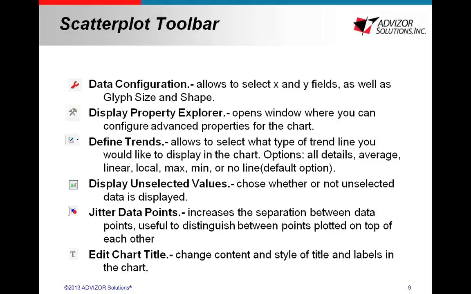Then also we have the option to jitter the data points, which is useful when you have a lot of points that are plotted on top of or close to each other. So you can click this, and this creates some separation between the different points. Then finally, you're going to want to edit the chart titles and labels. This option allows you to change the size and the content and the style of the titles.